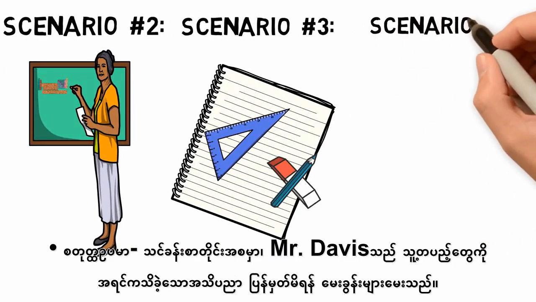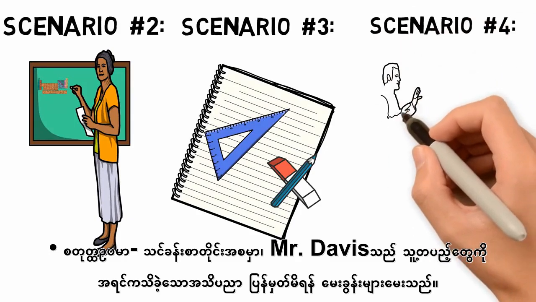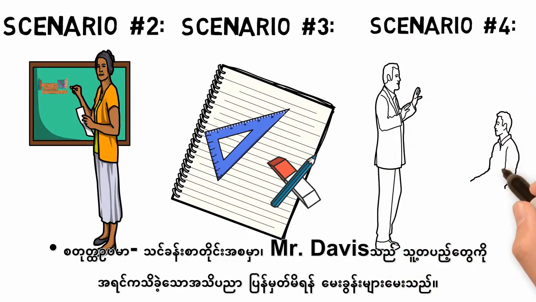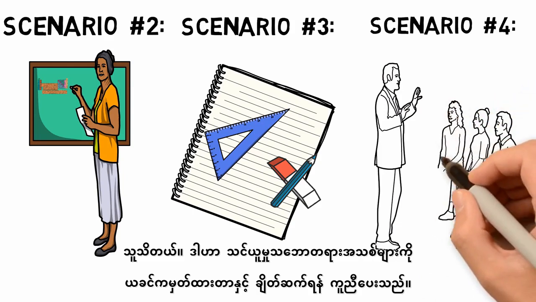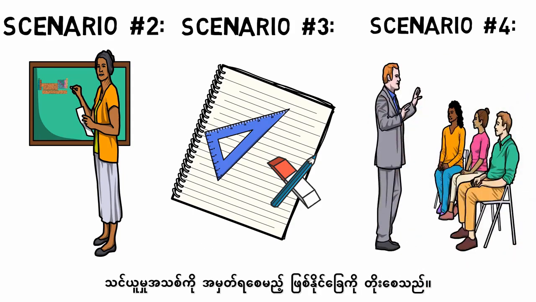Fourth example. At the start of every lesson, Mr. Davis asks questions to activate the prior knowledge of his students. He knows this will help to link the new learning concepts to previously retained ideas, increasing the likelihood that the new learning will be remembered.